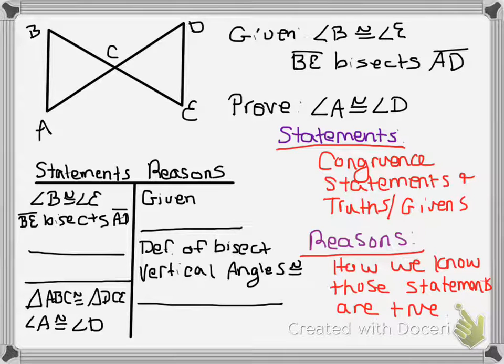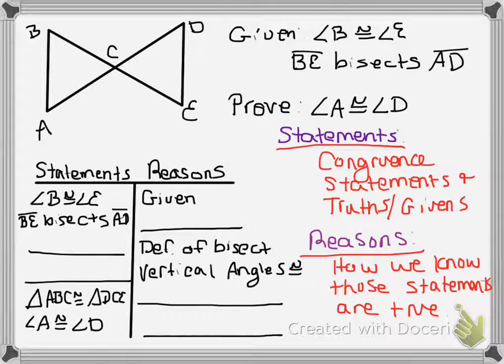So here's my proof. Given angle B is congruent to angle E, and BE bisects AD, and I have to prove that angle A is congruent to angle D. Let me look at my proof. I got my statements, so I got 2 blanks under my statements, and I got 3 blanks under my reasons.